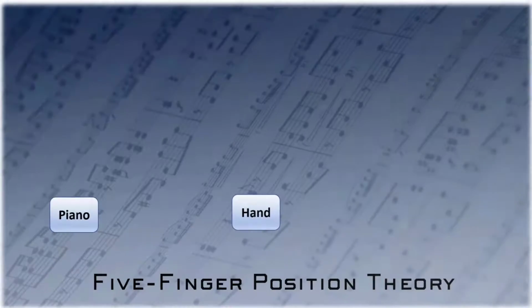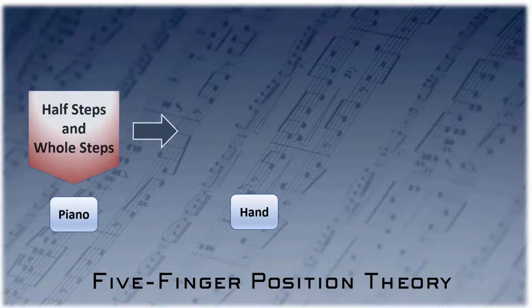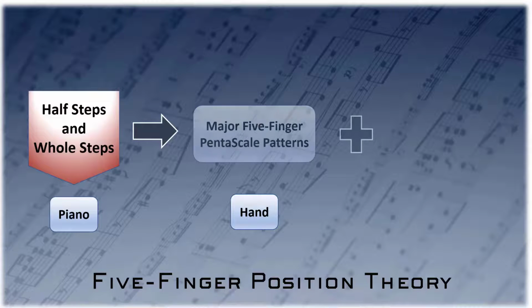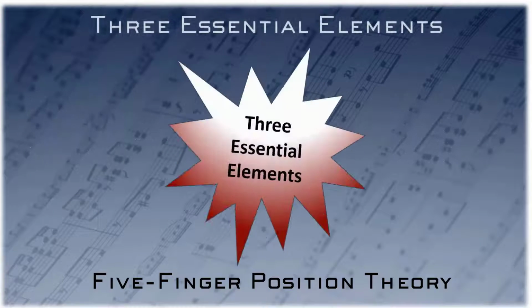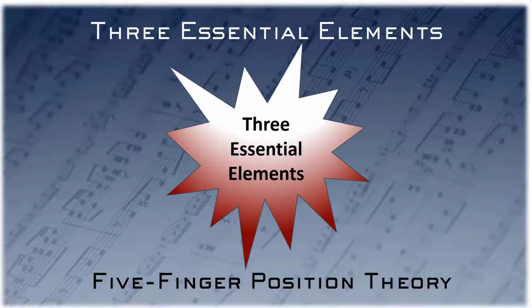We start with a piano and half steps and whole steps and a hand which has 5 fingers in a pentascale position. And within that pentascale pattern, we can find a triad hidden on tones 1, 3, and 5. There are 3 essential elements for 5-finger position theory. Let's have a look.